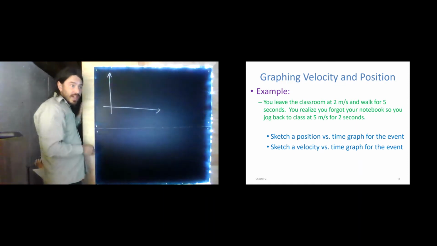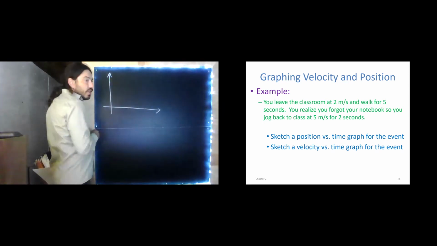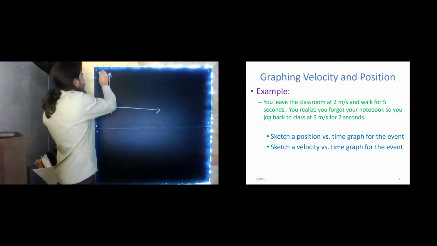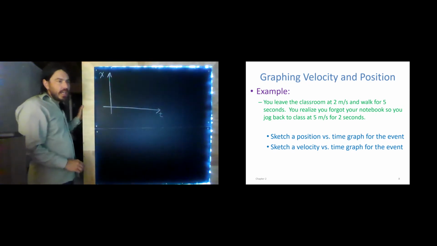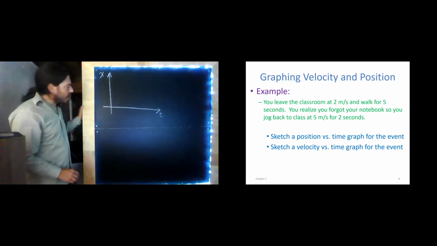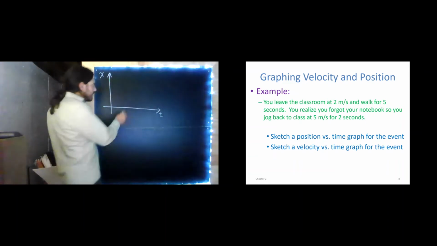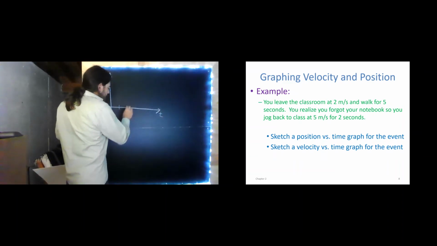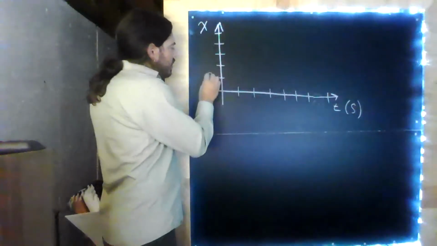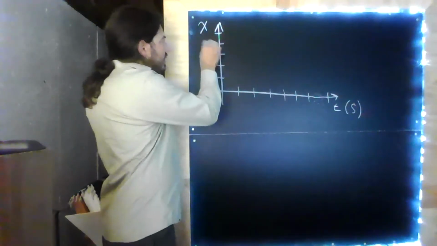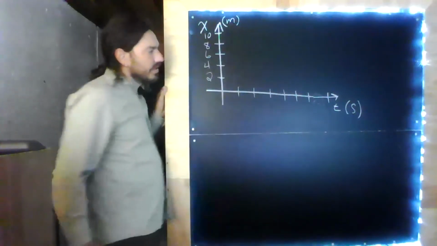So position versus time, our position should be on the vertical axis and our time should be on the horizontal axis. Let's just go ahead and call this x and we'll call this t. Well, if I leave the classroom at 2 meters per second and walk for 5 seconds, and then I realize I forgot my notebook and I walk back for 2 seconds, that means we need a total of 7 seconds here, don't we? We need a vertical scale here. How about 2, 4, 6, 8, 10, and these are meters.